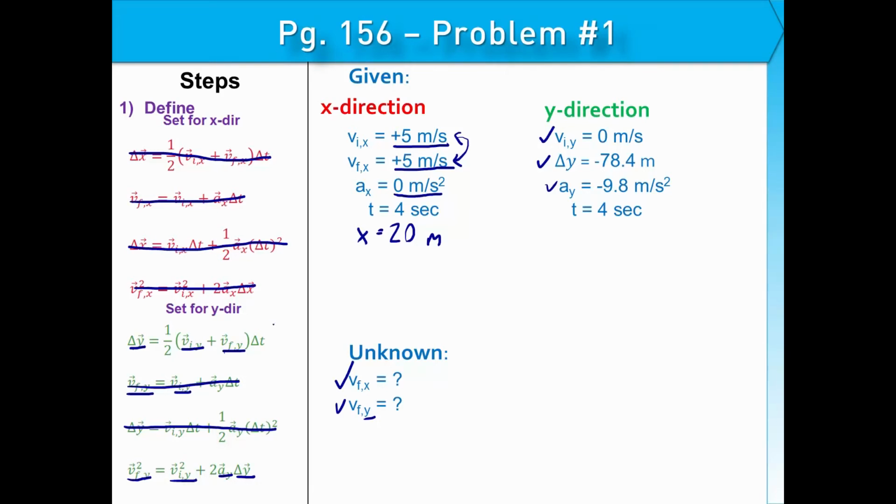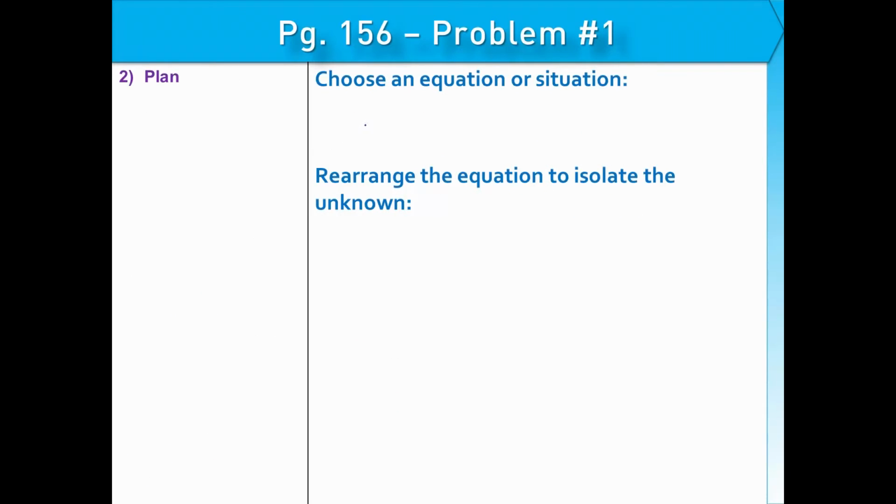But notice that we do have time. The time is given as 4 seconds. So for this part, we could actually use either this equation or this equation. I'll go ahead and just use the fourth equation down here. All right, using the fourth equation, I'll go ahead and write out here, final velocity squared is equal to initial velocity in y squared plus 2 times acceleration in y times the displacement in y.